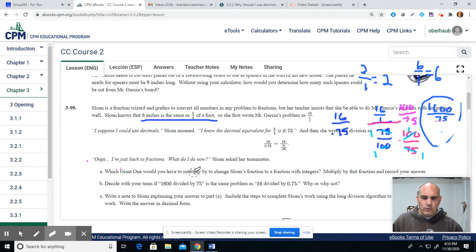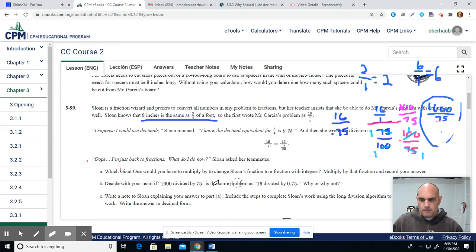So what giant 1 would we multiply to change Sloane's fraction to a fraction with integers? Well, this is my giant 1, 100 over 75 over 100 over 75, because this is really a giant 1, because we got the same thing on top, same thing on bottom. Let's see, do we answer your question? Which giant 1 would you multiply to change Sloane's fraction to a fraction with integers? All right, we answered that. Multiply the fraction, record your answer. So this is the answer we get when we actually do this.